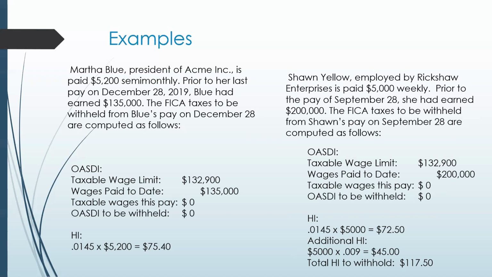And on the HI side, there is no wage base, so you would calculate the current earnings of $5,000 times the 1.45% to come up with $72.50. But additionally, since the employee has already earned the $200,000, their current check of $5,000 is going to be completely taxable at that additional 0.9%, which is 0.009. So you've got an additional $45. So the total HI, or total Medicare, to be withheld from this employee's earnings is going to be $117.50.